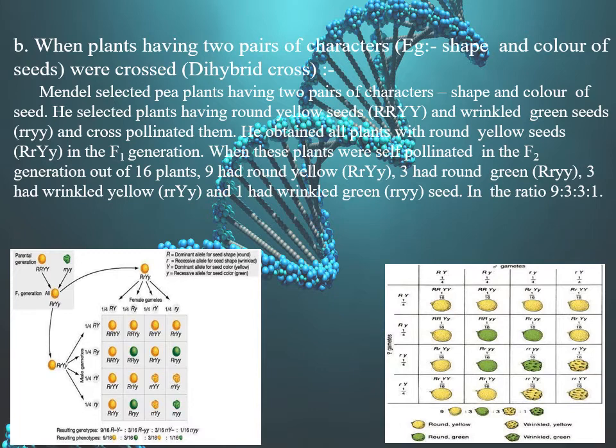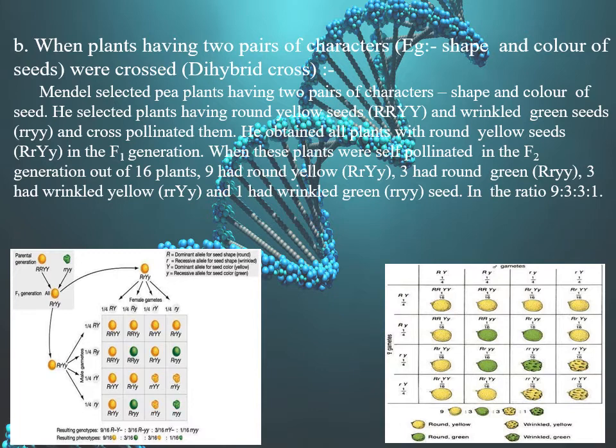And he obtained all plants with round yellow seeds in the F1 generation. And when these plants were self-pollinated, in the F2 generation, out of 16 plants, 9 had round yellow, 3 had round green, 3 had wrinkled yellow, and 1 had wrinkled green seed. And the ratio was 9:3:3:1.